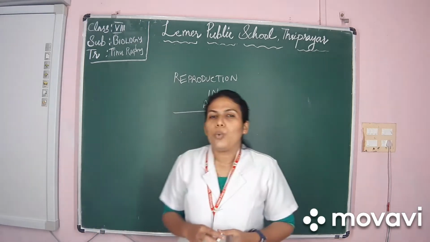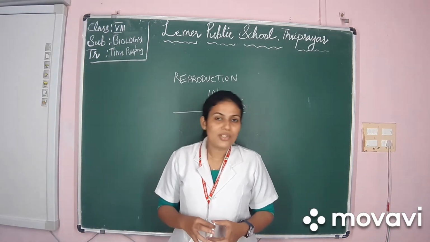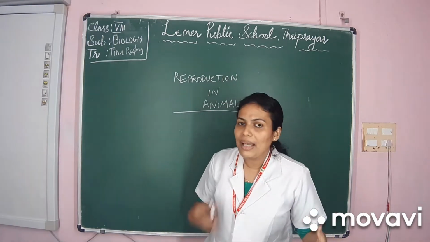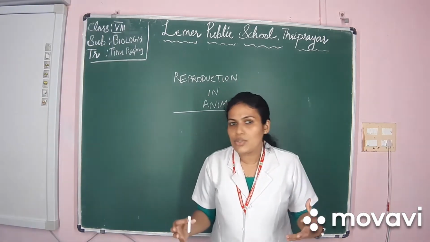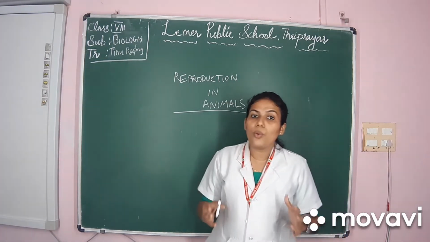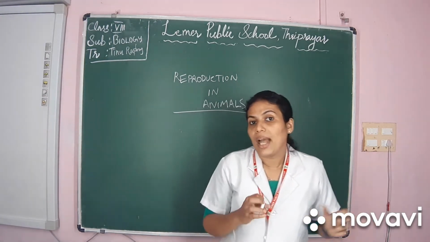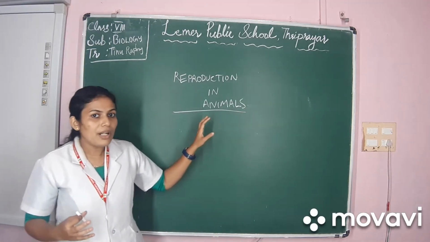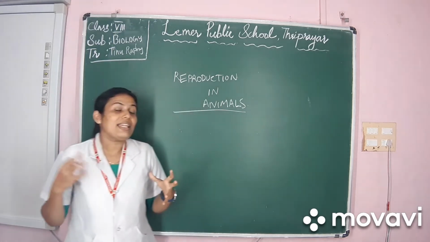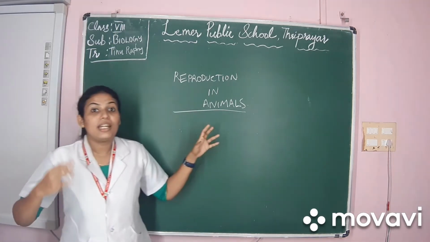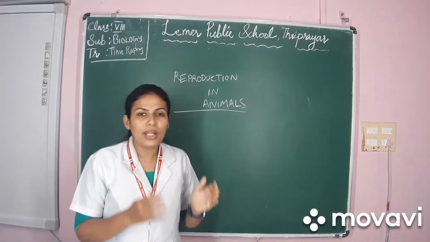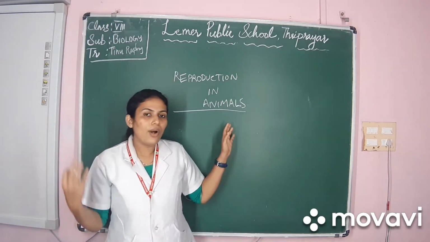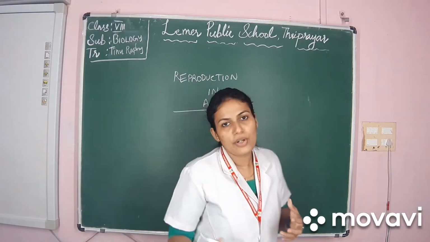Reproduction in animals. We know that all organisms reproduce during their lifetime. Likewise, by reproduction, the number of individuals is maintained throughout the community by the organisms. So, how will you define reproduction? Yes, reproduction is the method by which an individual produces their young ones, or it is the production of individuals by the parents.